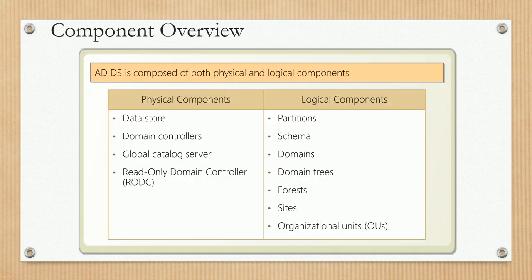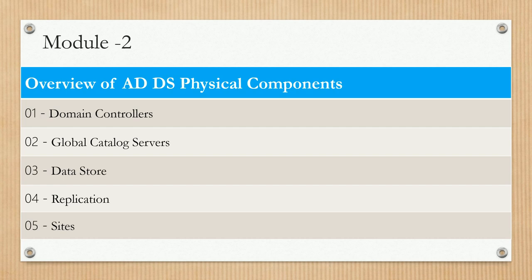Now the component overview. We have two types of components, physical components and logical components. Under the physical components: data store, domain controller, global catalog server, and read-only domain controller, that is called RODC. The logical components are partitions, schema, domains, domain tree, forest, site, and OU. In my coming slides, I will be explaining each of these physical and logical components. Let's move to the next module.